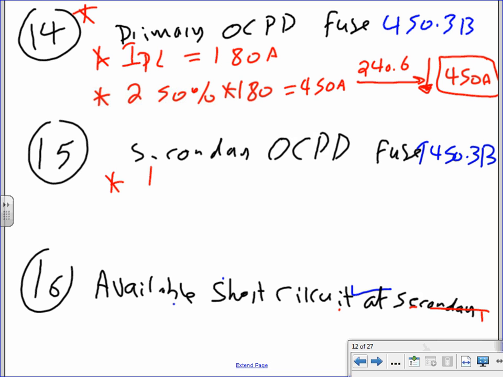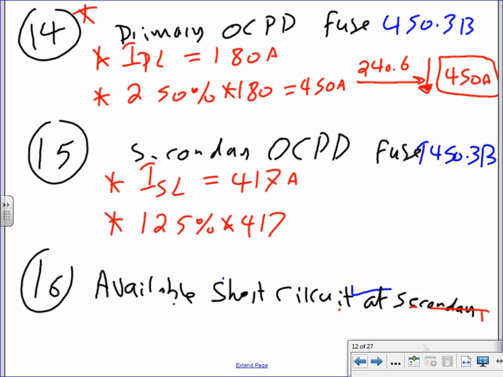Secondary side, gentlemen. Same thing. I secondary line equals what? It was 417 amps. My multiplier, gentlemen, for the secondary side is 125%. Multiply 417 and it gets me a healthy 521 amps. Take this baby into 240.6, and when you go there, 240.6, it will get you 600 amps. And what do you do? Do you go up or down? You go up. Why do you go up, gentlemen? Because there is note number 1. We just looked at it. There is note number 1.